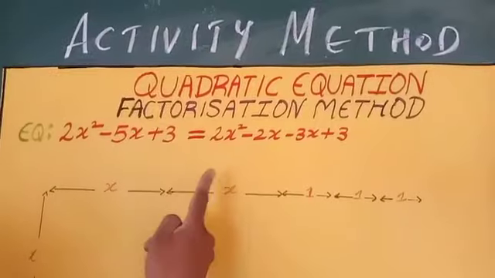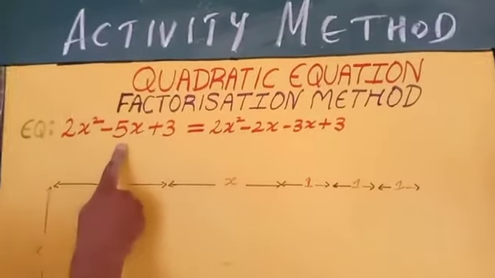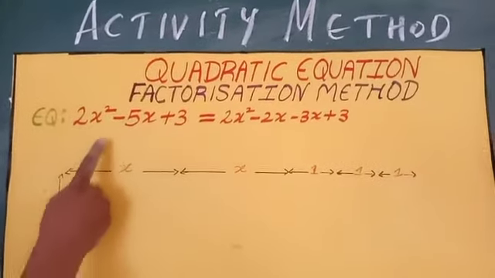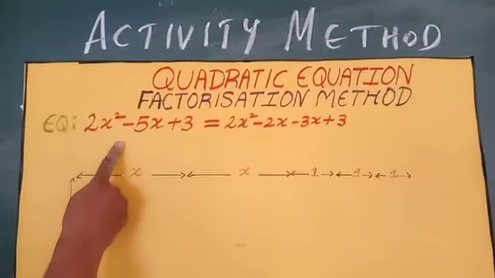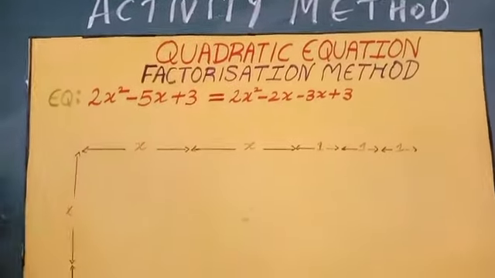So what are the 3 twos? 3 twos are 6. 3 plus 2, minus 2 minus 3 is minus 5. So we are going to find out the x value by using this small activity.